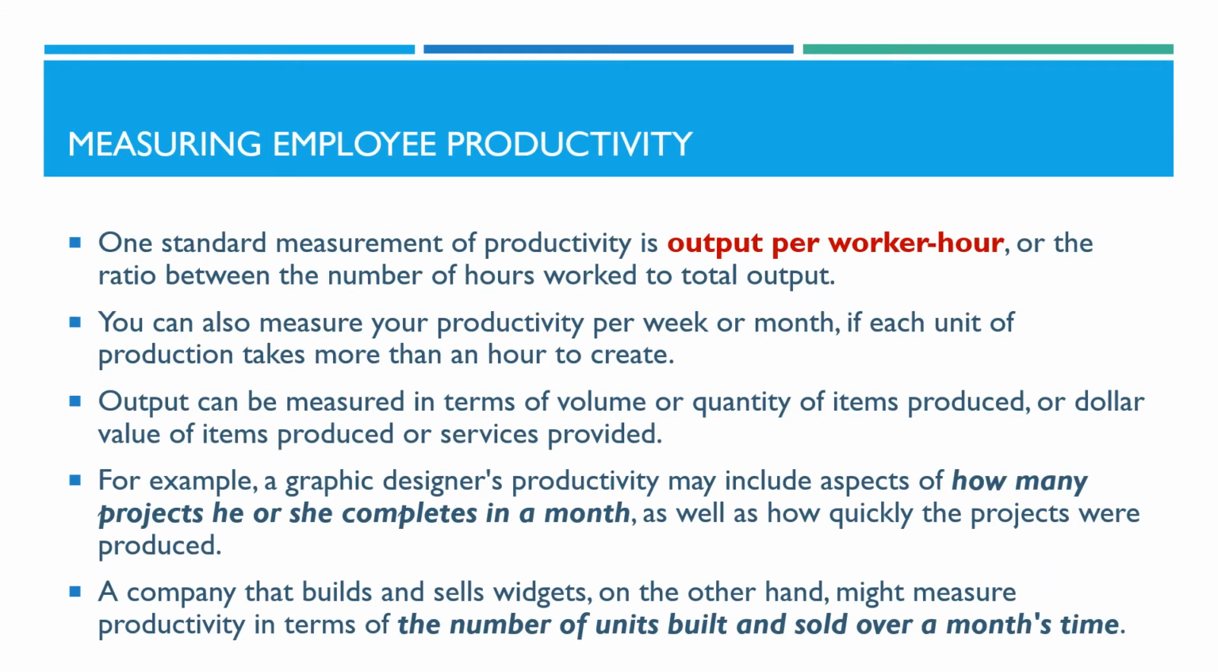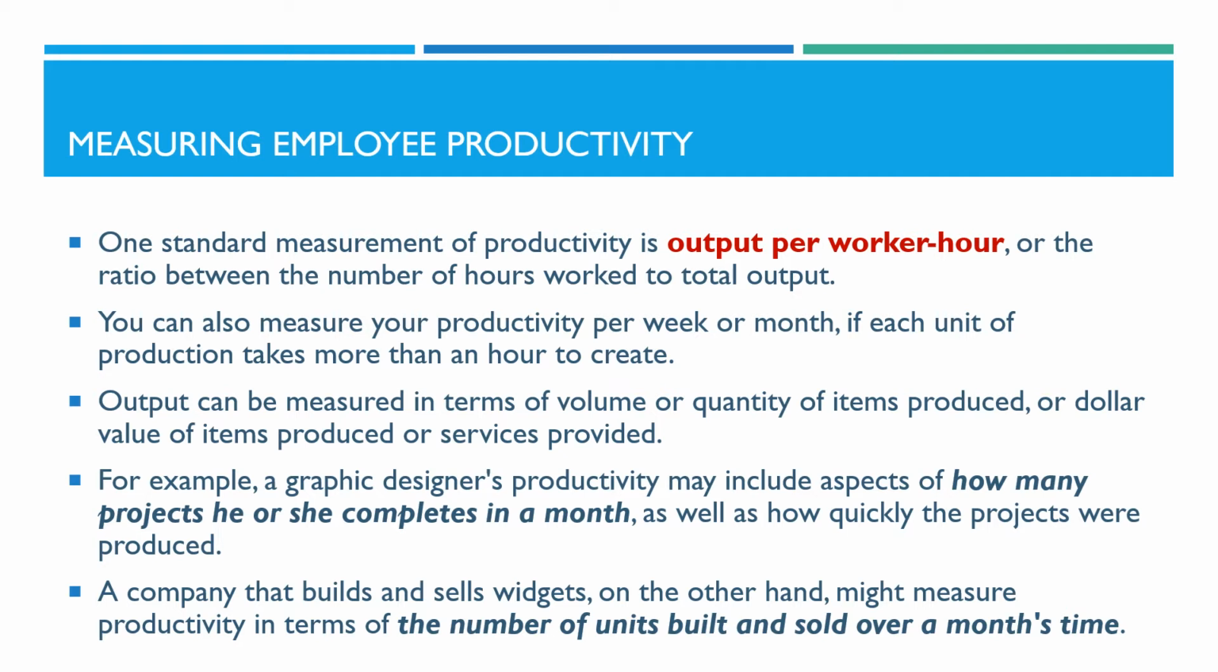So how do we measure employee productivity? One standard measurement of productivity is output per worker hour, or the ratio between the number of hours worked to total output. You can also measure your productivity per week or month, if each unit of production takes more than an hour to create. Output can be measured in terms of volume, or quantity of items produced, or dollar value of items produced, or services provided.